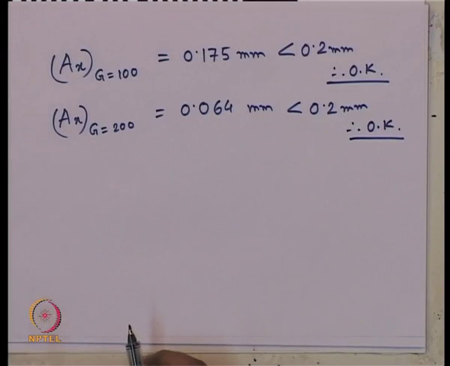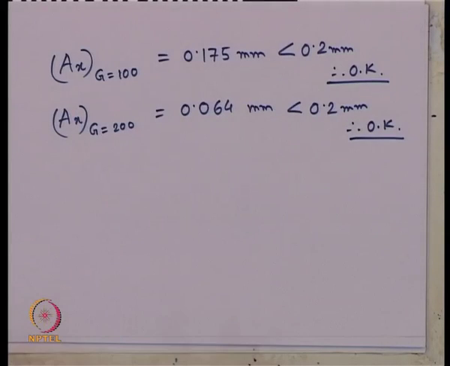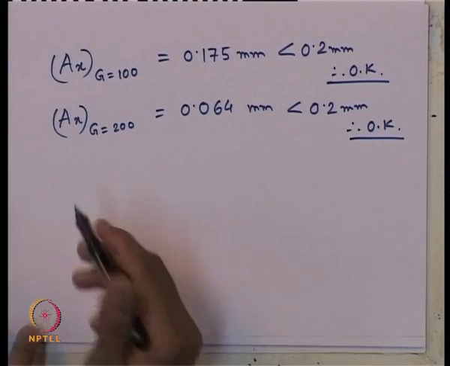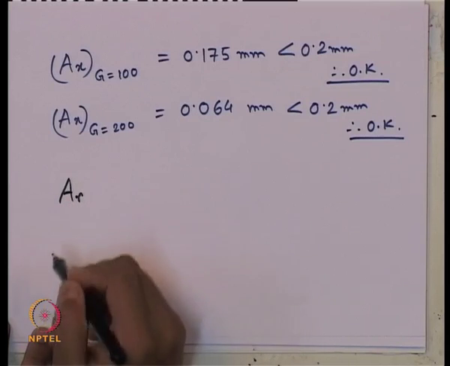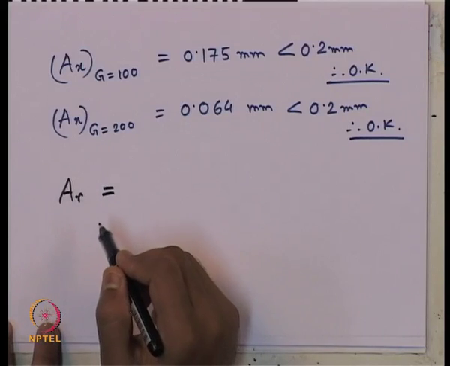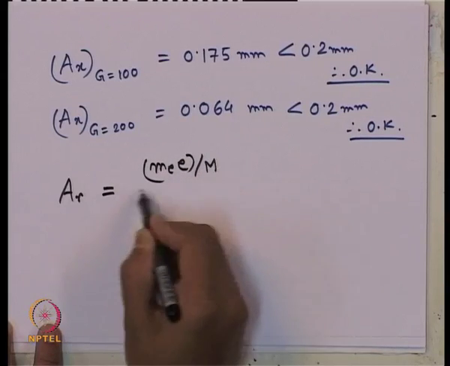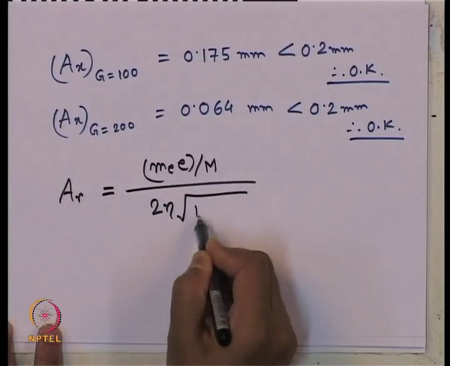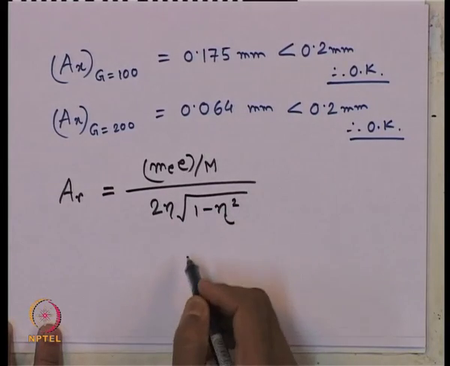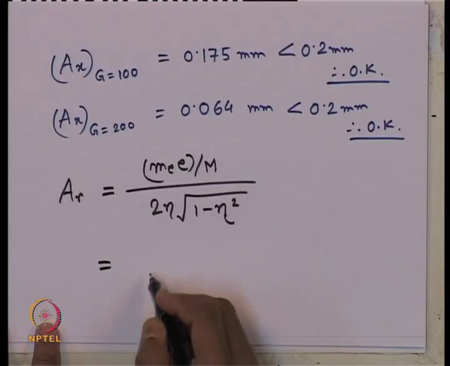Now, the same exercise we can do for resonant frequency condition also. And for that, we have seen for rotating mass type, the expression for displacement amplitude at resonance is given by m e e by m divided by 2 eta root over 1 minus eta square. So, it remains independent of soil type. So, this will give us a single value irrespective of 3 types of soil. So, if we put the values, how much we are getting?